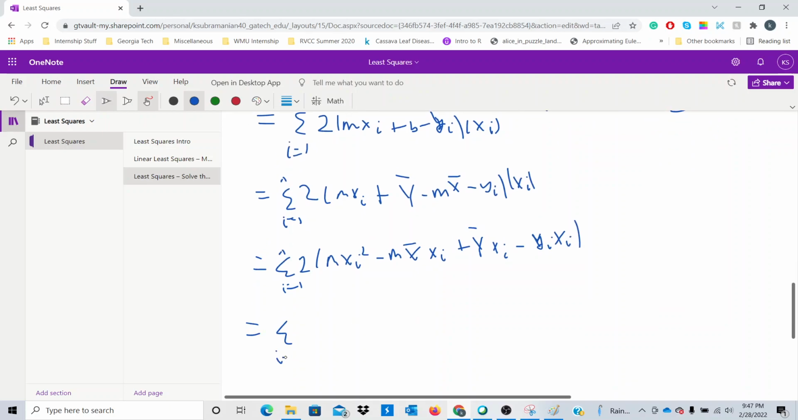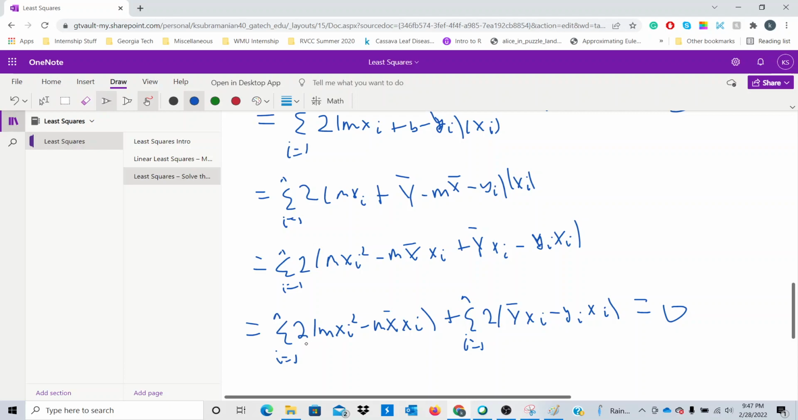So this will be the summation from i equals 1 to n of 2 times (m x_i squared minus m x-bar x_i), plus the summation from i equals 1 to n of 2 (y-bar x_i minus y_i x_i). And then now we set this partial derivative equal to 0.